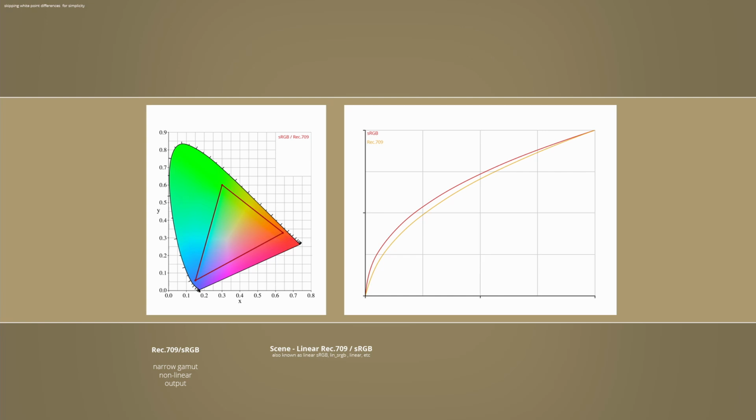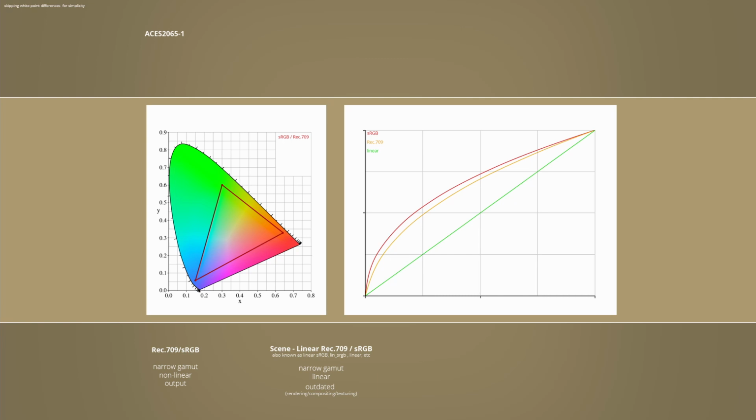Linear Rec. 709/sRGB uses the same gamut as sRGB and Rec. 709, but has a linear transfer function. Linear sRGB is the default rendering color space of most software, including, but not limited to, Substance, Nuke, Blender, and most versions of Maya before Maya 2022. This isn't the worst possible option, since it at least has a linear transfer function, but the extreme clipping of the gamut is a big downside.